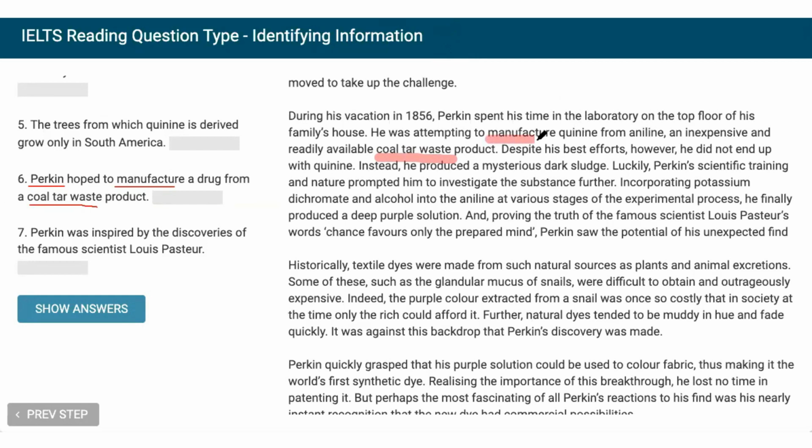He was attempting to manufacture, okay, there we go, word for word, quinine from another chemical here, an inexpensive and readily available coal tar waste product. So this is actually quite clear, and we're very lucky to get a question like this. If we look at it again, he was attempting to manufacture quinine from aniline, an inexpensive and readily available coal tar waste product. He hoped to manufacture a drug from a coal tar waste product.